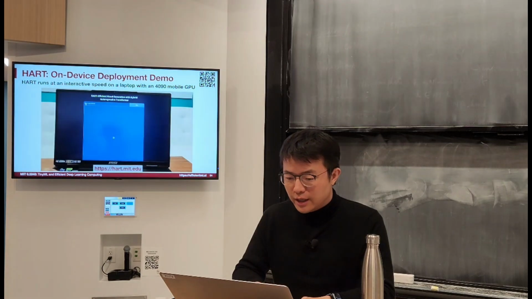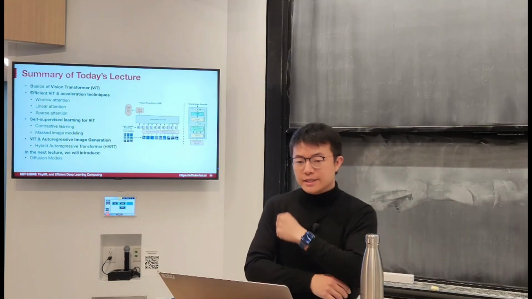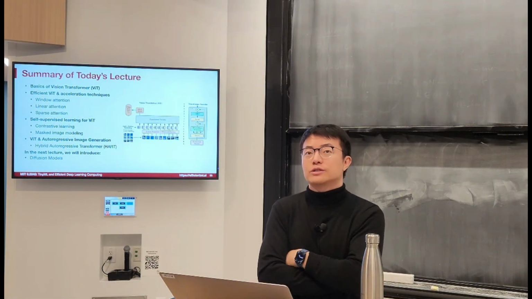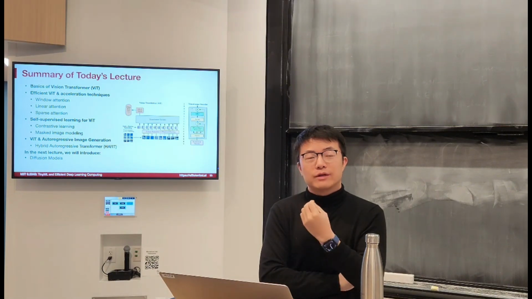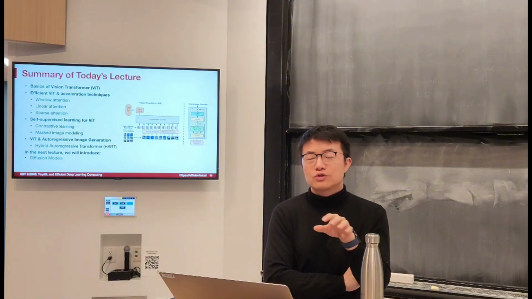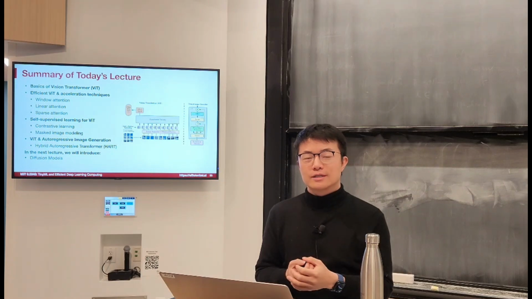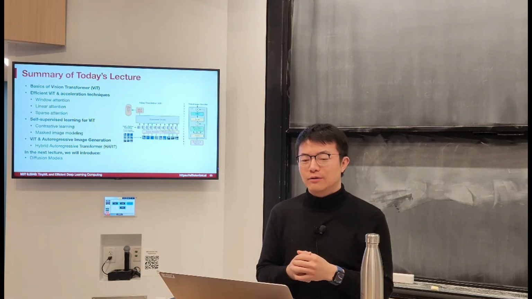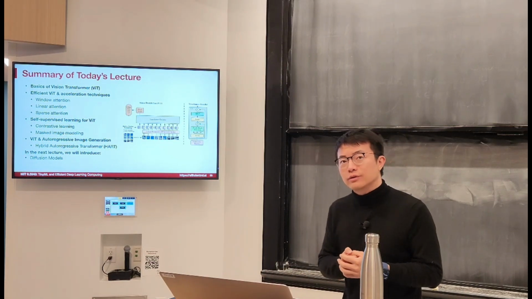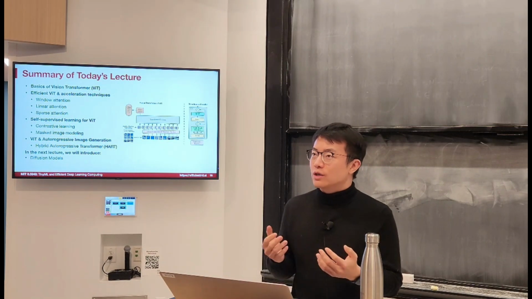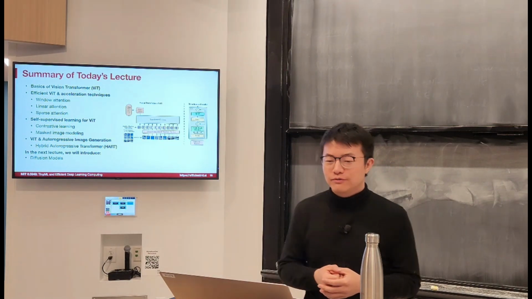Okay, go back to the slide. So let's summarize today's lecture. We basically started with the basics of vision transformer. Everything can be tokenized, not only language, but also images can be tokenized. So we can have token in and token out. And in the basic architecture of ViT, the computation grows quadratically with the resolution. So how do we make it more efficient?